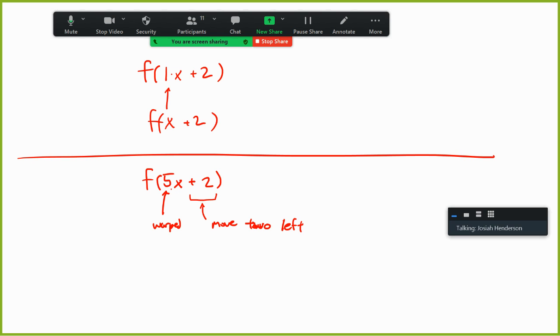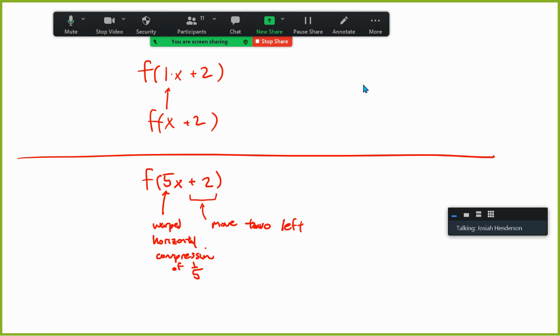This is inside, so it's a horizontal warping, and it's opposite of what it looks like. So this is where we left off yesterday. It's going to be a horizontal compression of 1/5. The opposite part of doing our compressions or stretches, it's not going to be negative 5. It's going to be the reciprocal of 5. So it's 1 over the number you see being multiplied.